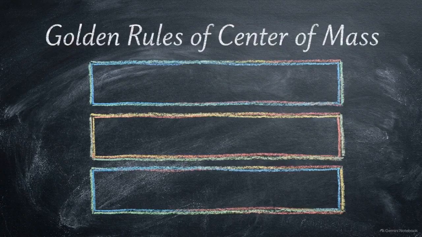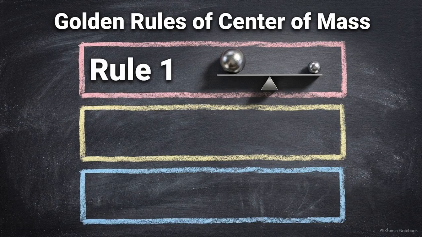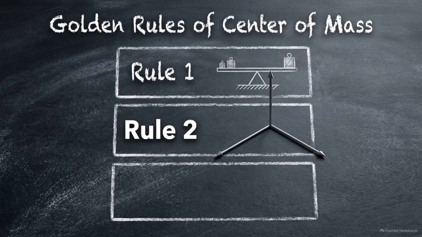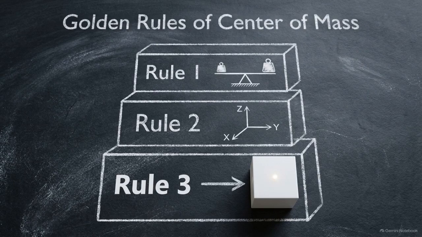Let's review the precise tools you now have. First, the balance point between any 2 masses is governed by an inverse weight ratio. Second, 3-dimensional systems can always be broken down into separate, independent 1D coordinate formulas. And third, uniform continuous shapes can always be swapped mathematically for single-point masses.